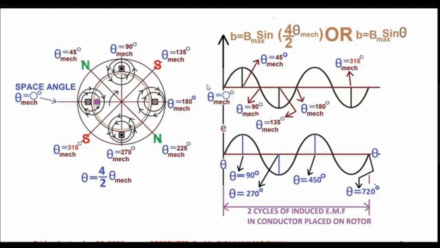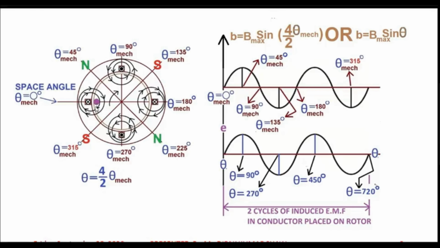So you have actually completed two cycles of magnetic flux density variation for 360 degree rotation mechanically along the air gap periphery. So we say that there are two cycles of induced EMF in the conductor placed on the rotor. Now, till now we are only seeing one conductor portion.